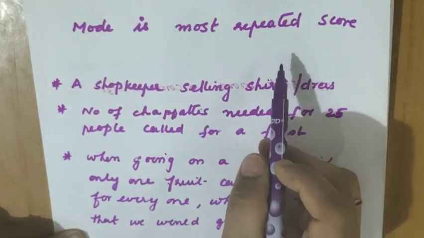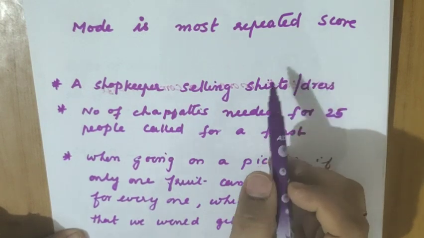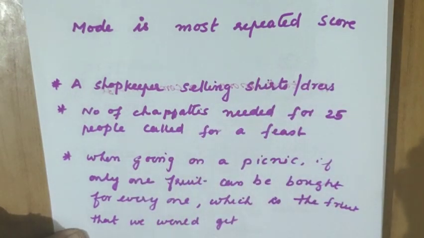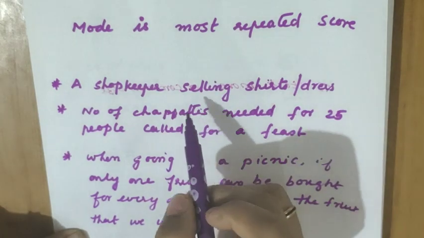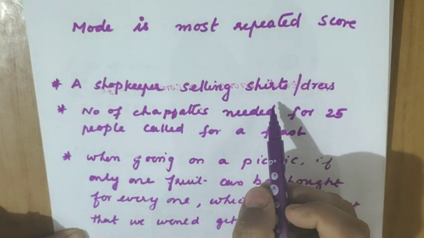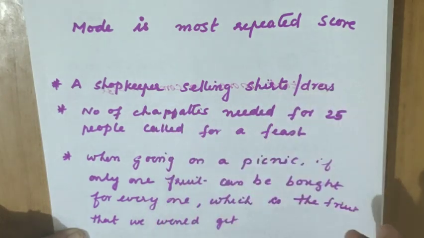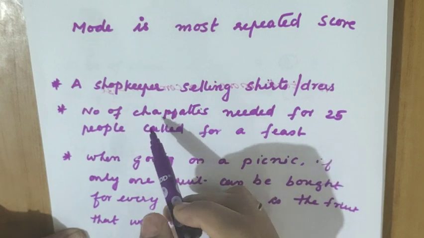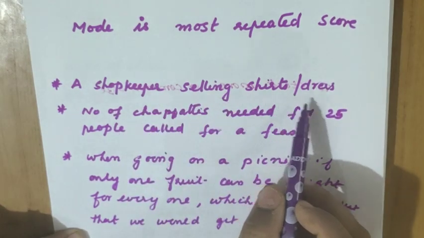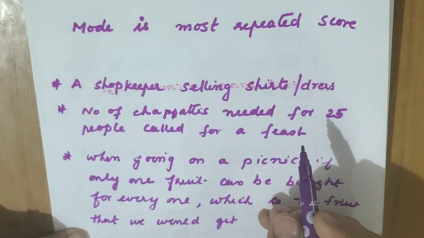So mode is the most repeated score or observation. Let us look at some real life situations. In any garment shop, you know that a common size will be available each and every time, but a very small size or a very large size they usually keep in small numbers. So a shopkeeper selling shirts or dresses works on the idea of the mode only.